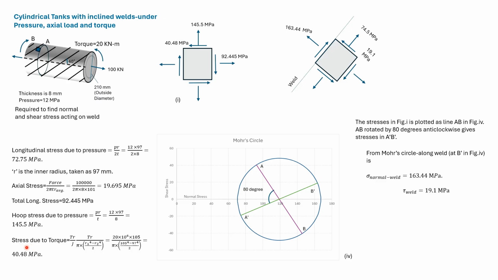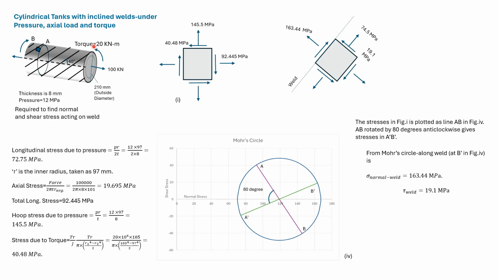Next, we find out the stress due to torque in the same manner as earlier. So here the element is subjected to longitudinal stress due to pressure and axial force, hoop stress due to pressure, and shear stress due to torque. The torque here gives the direction of the shear stress.